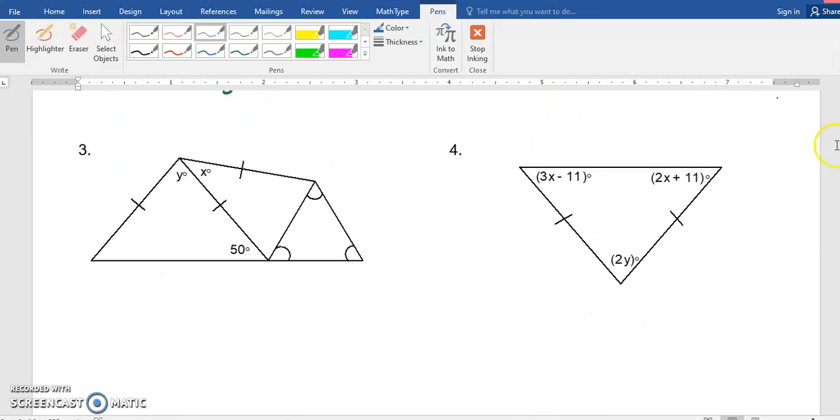Sorry, skipping around a little bit here. Again, just look at one thing at a time. I'm looking at the triangle all the way over here on the right. These angles have to all be 60s if they're all the same.